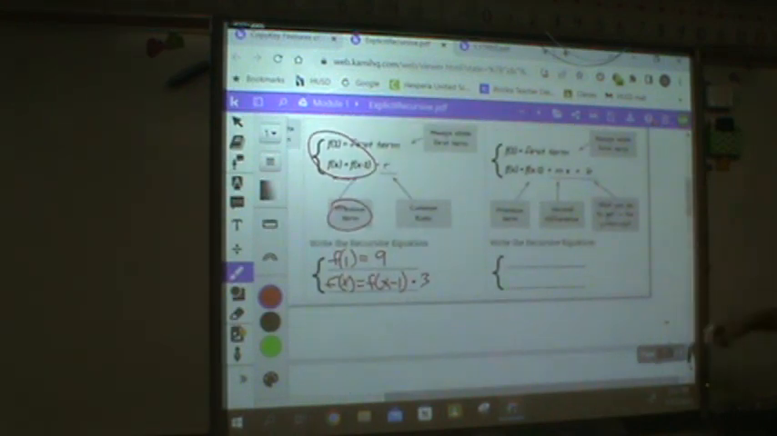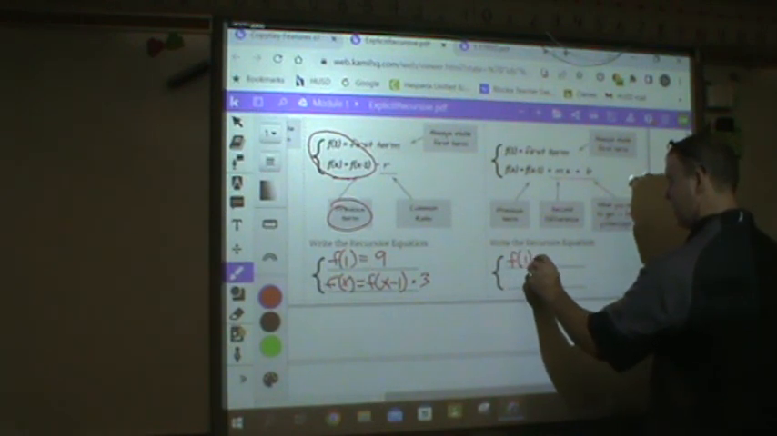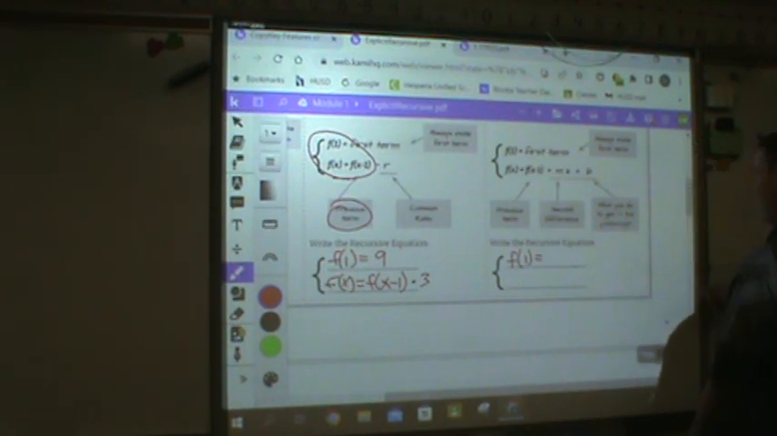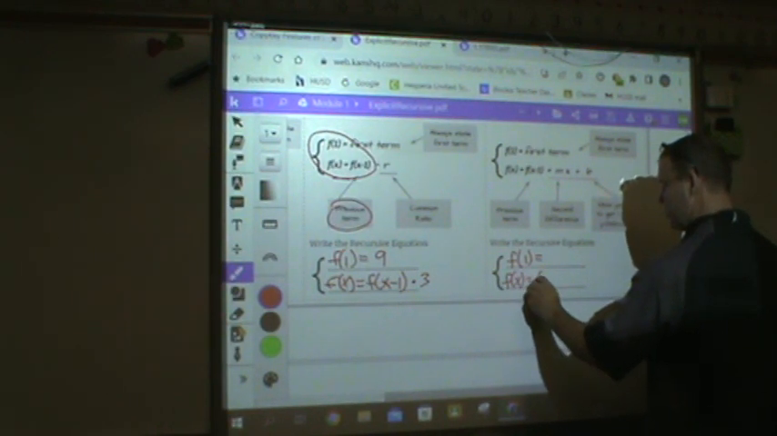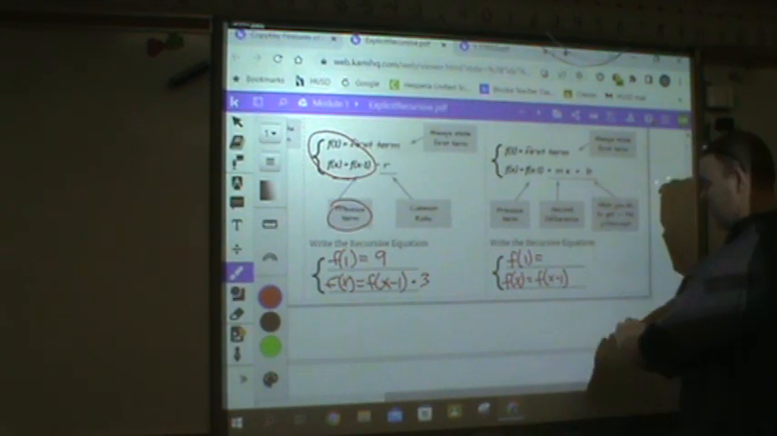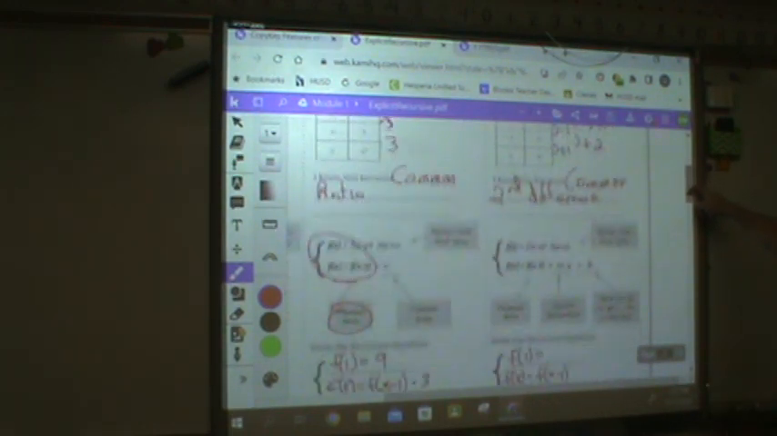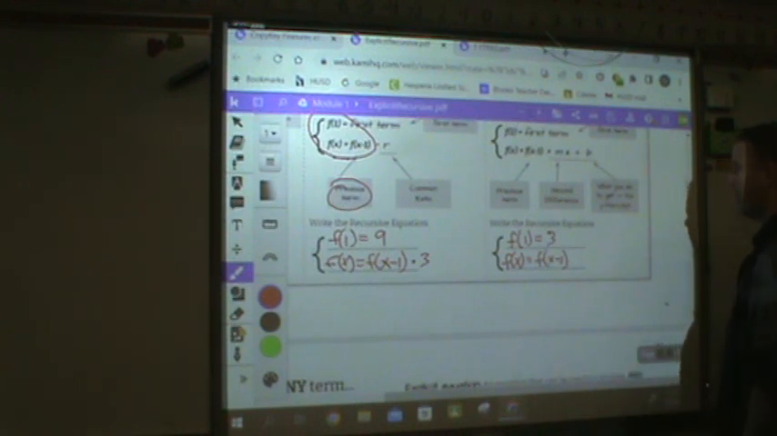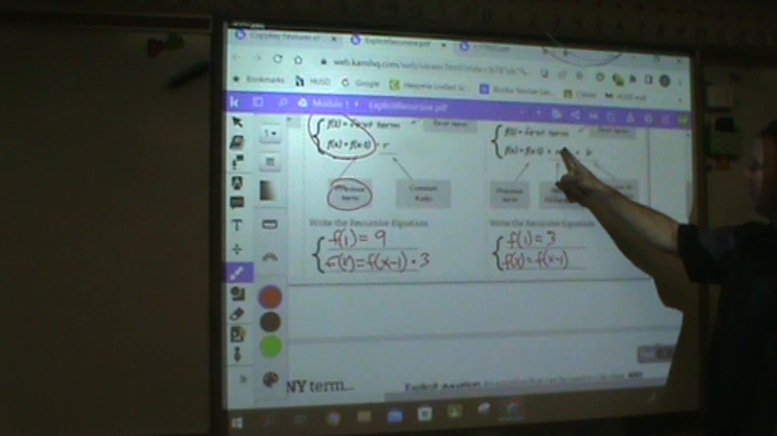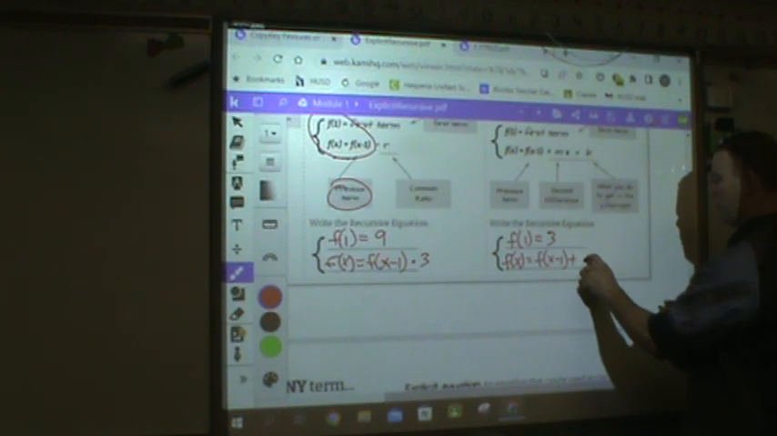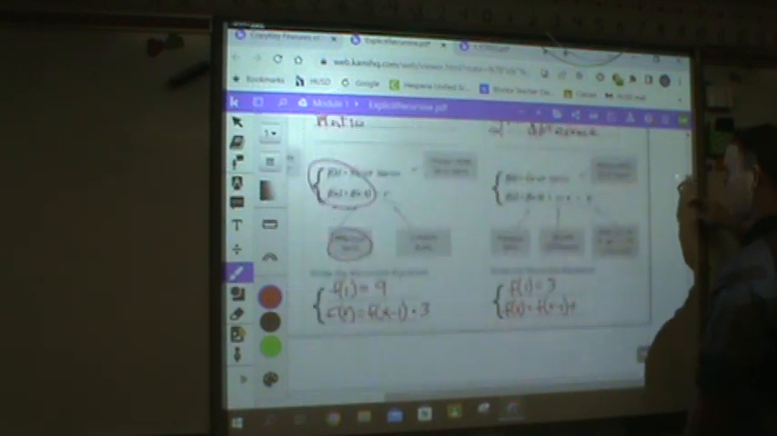So now how do we create our equation? Well, again, I've got to know what my first term is. So what is f of 1? F of 1 is 3. And then it says, hey, apply the common second difference. So plus, what was it again? Go back up and see. It was 2.